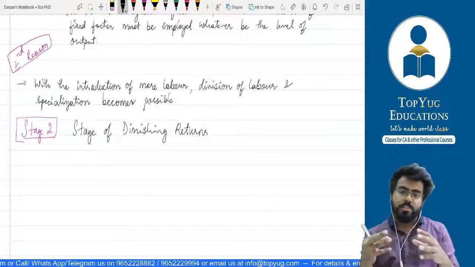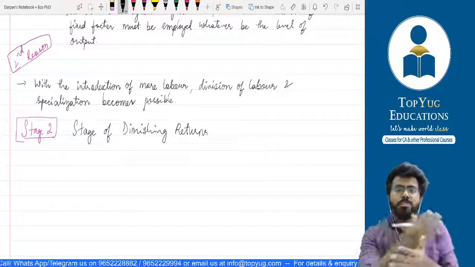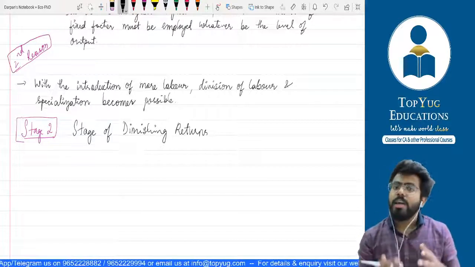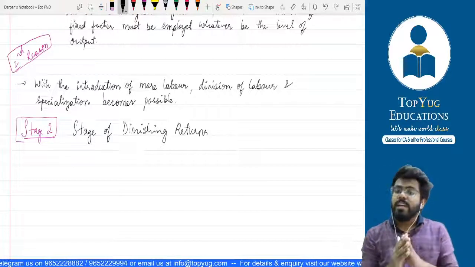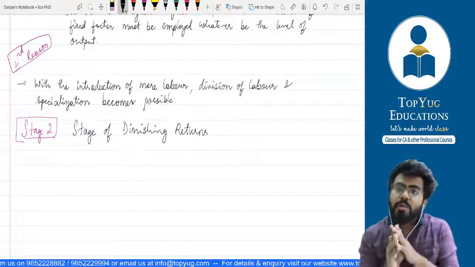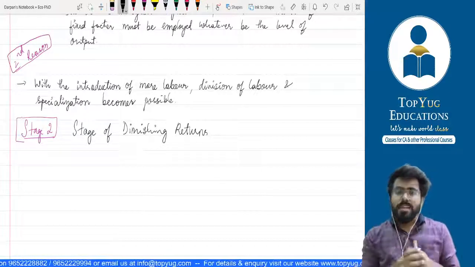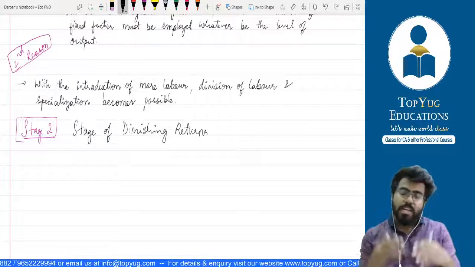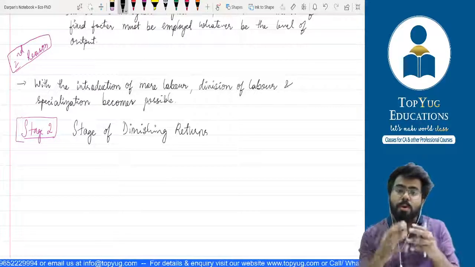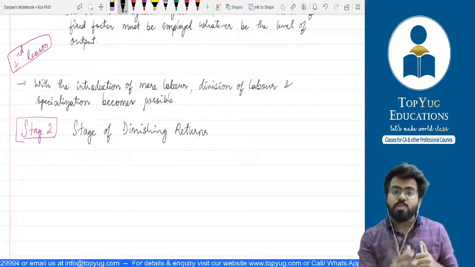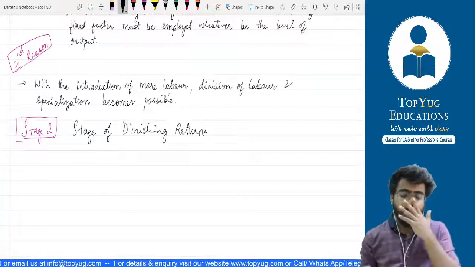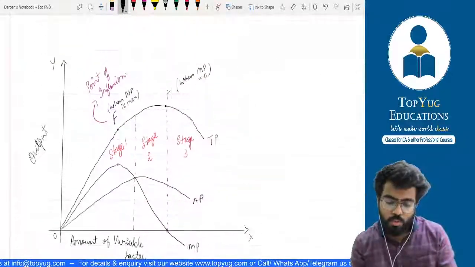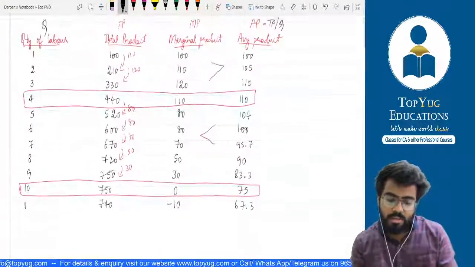Remember the reason and explanation because that's important, and also remember what is happening to TP, AP and MP curves in that stage. And when is that stage ending? Stage 1 ended at what point? When AP was at maximum, when MP and AP crossed each other, when AP and MP were equal, that is when stage 1 ended. Now let's see what happens in stage 2. See stage 2. In stage 2, what is happening?